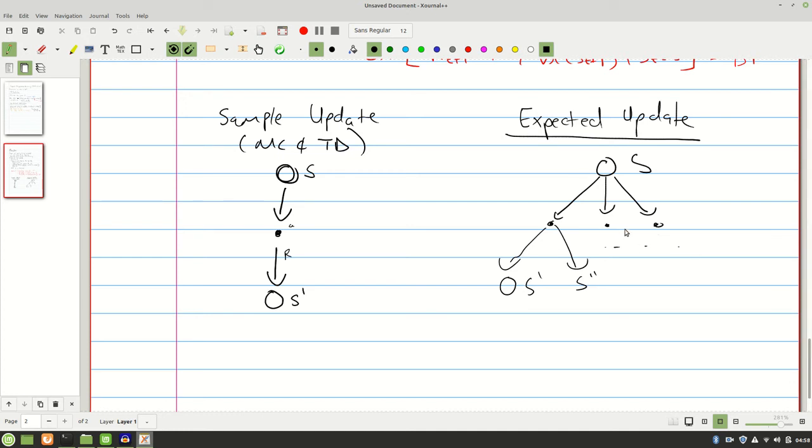We already discussed what the expected update is, but basically we're not using a single sample to update the value of S in dynamic programming methods. We look at all these actions and their corresponding probabilities: a probability of taking this action, another probability of this action, another here. We look at each and every one of these and compute the expectation using the Bellman update. This is how we update our state in dynamic programming. So it's important to know the differences between the sample update in Monte Carlo and TD methods and the expected update in dynamic programming methods.